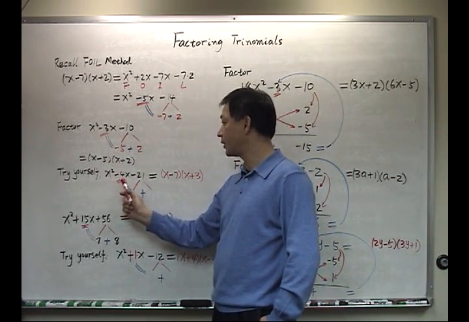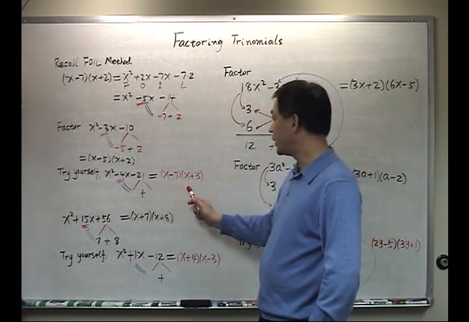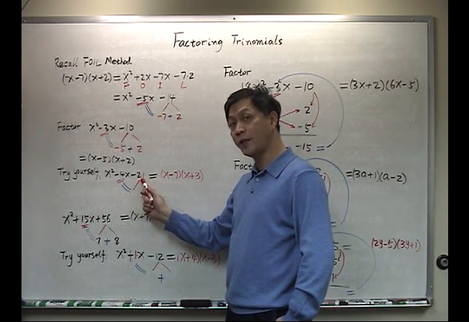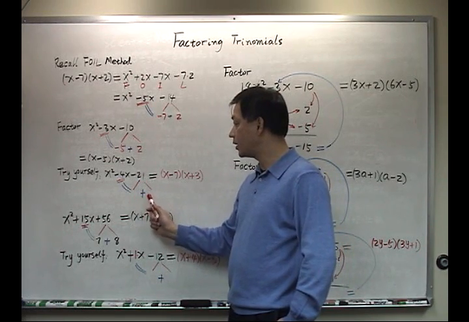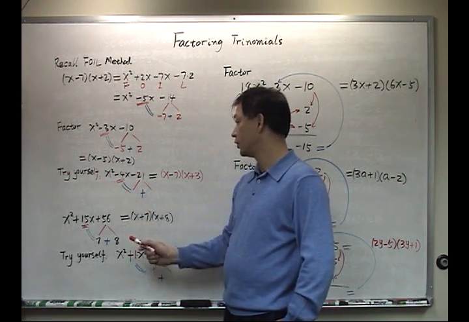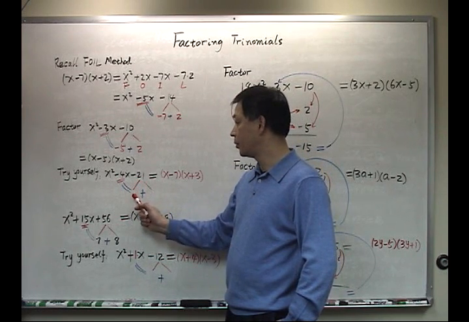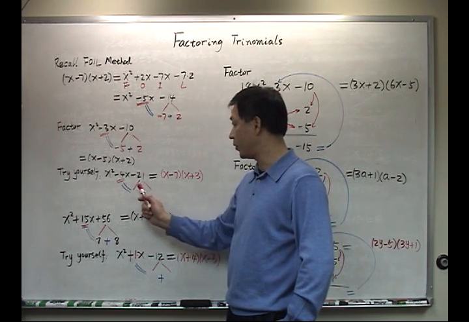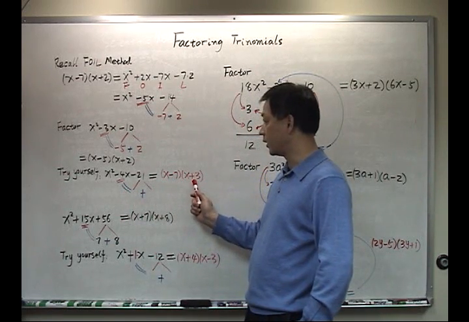x squared minus 4x minus 21. The answer is written right here. We want to break up negative 21 into two numbers that added together should be equal to negative 4, not positive 4. So you see 3 times 7 is 21, and if we put a negative in front of 7, then negative 7 plus positive 3, you have negative 4. So it should be negative 7, positive 3.